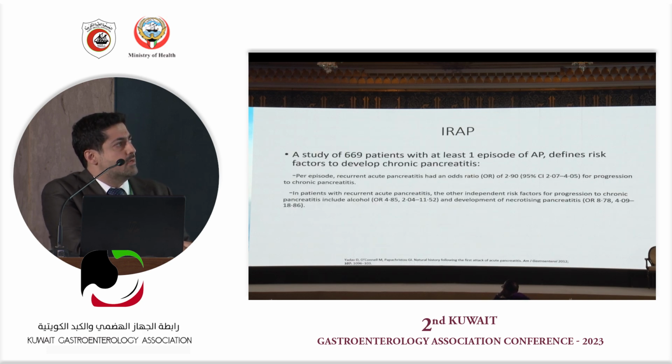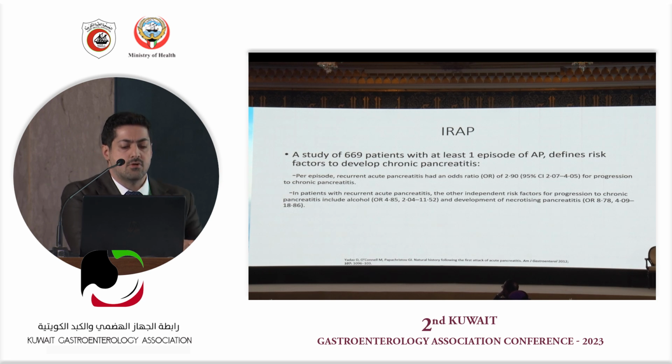Idiopathic recurrent acute pancreatitis: a study on almost 700 patients with at least 1 episode of acute pancreatitis defined the risk factors to develop chronic pancreatitis. Per episode, they mentioned that every episode of acute pancreatitis has an odds ratio of about 2.9 for progression to chronic pancreatitis. In patients with recurrent acute pancreatitis, the other independent risk factors for progression to chronic pancreatitis include alcohol, and also necrotizing pancreatitis.